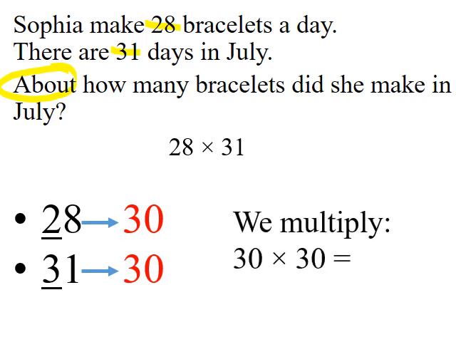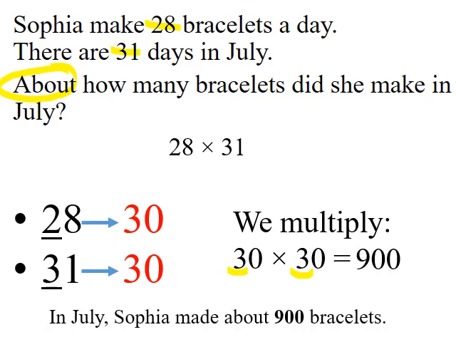Now we multiply 30 times 30. First I look at the basic fact, 3 times 3. It's 9. Then because I have 2 zeros in the factors, I'll have 2 zeros in the product. So it's 900. So in July, Sophia made about 900 bracelets.